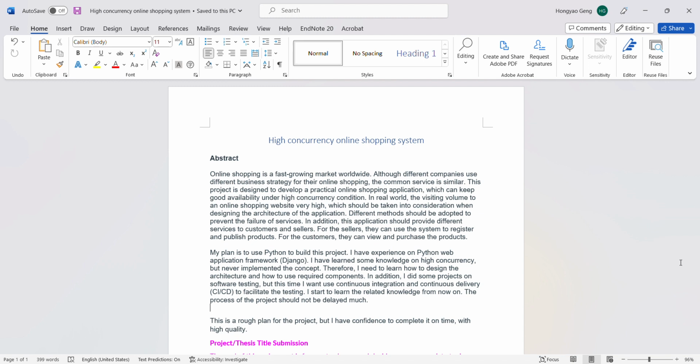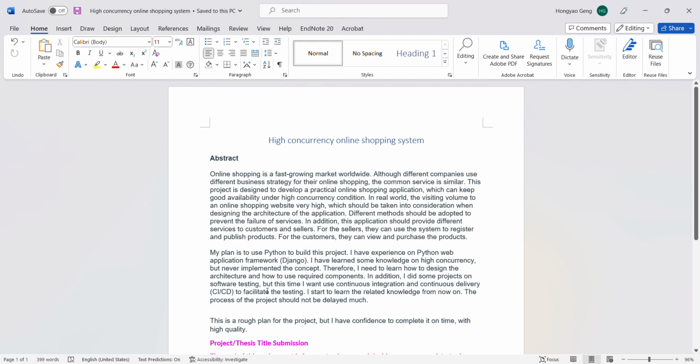For the vendor part, the vendor can publish the product and manage the personal information, and for the customer part, he or she can purchase the product and check out to make a payment.